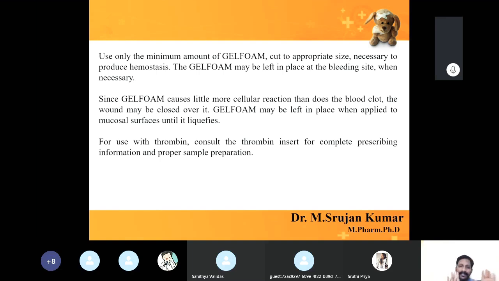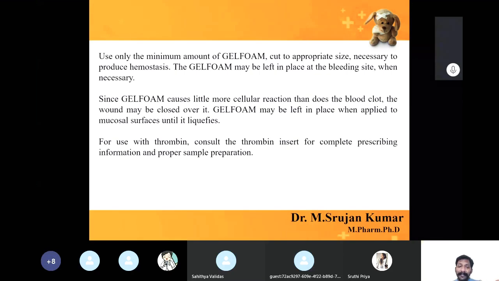Till that point, it has to be left in place. Since gel foam causes a little more cellular reaction than the blood clot does, the wound may be closed over it. Gel foam may be left in place when applied to a mucosal surface until it liquefies. So in the case of normal wounds it is okay to leave the gel foam, because nothing will happen here. The cellular reaction will take place and induce a blood clot over there, and slowly the wound gets closed over.